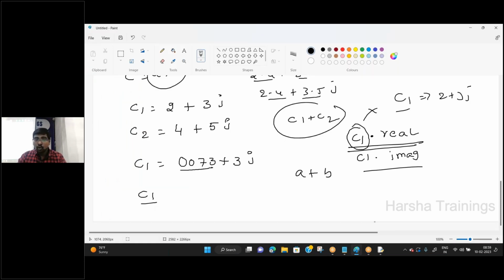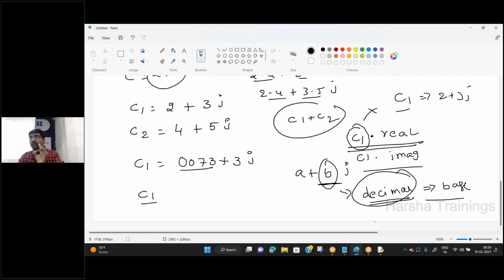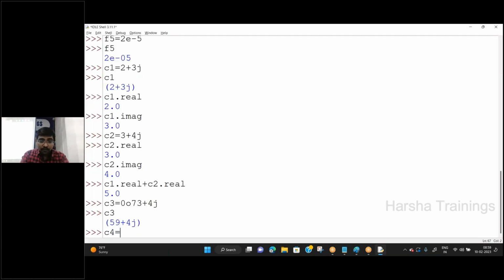But coming to the imaginary part, we have a restriction. It can use only the decimal, whether it is an integer or a float, not a problem. If you want to use an integer, it allows only the decimal base. Suppose C4 is equal to 5 plus 0o73j. It gives an error.